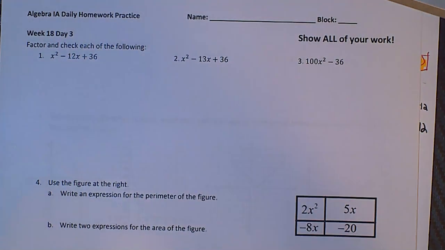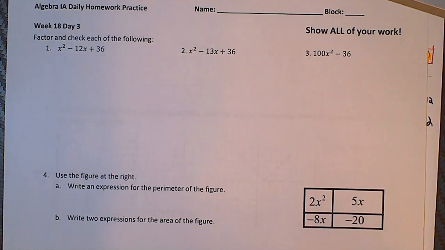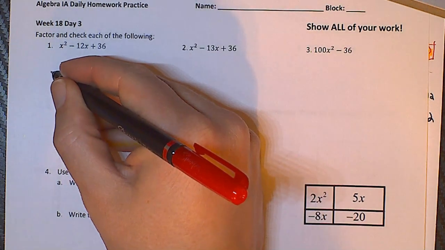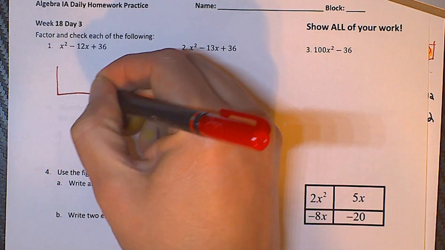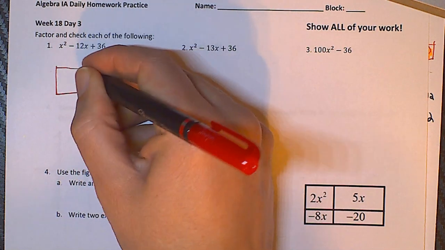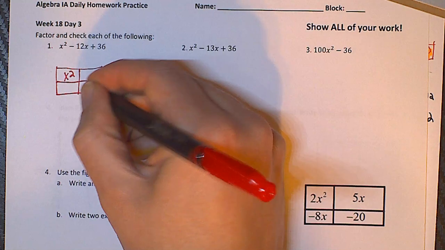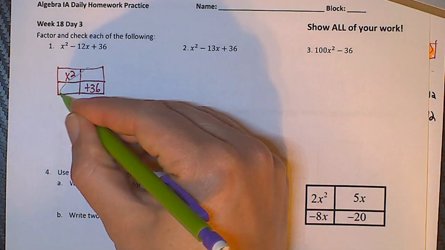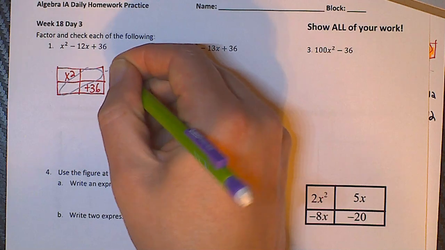Okay, so a couple things that you need to look at when you're doing factoring is you need to look at the factors of 36. Let's see. Organize my space better. Okay, so we need the two middle term. We need the two factors of 36 that add to give us negative 12x.